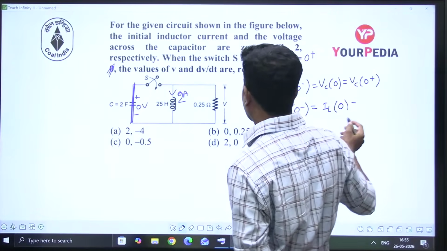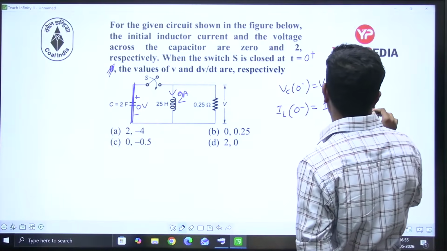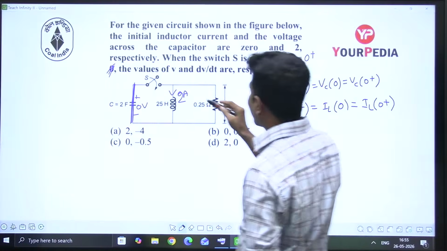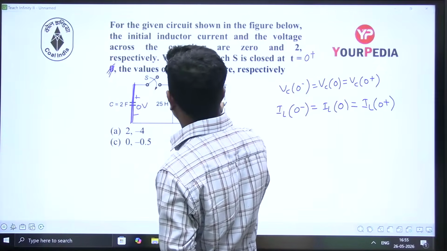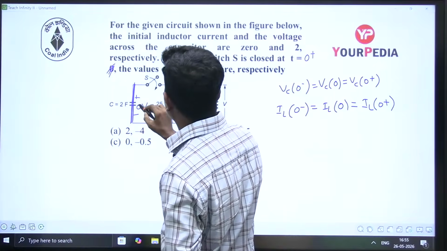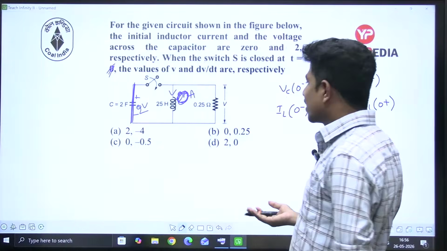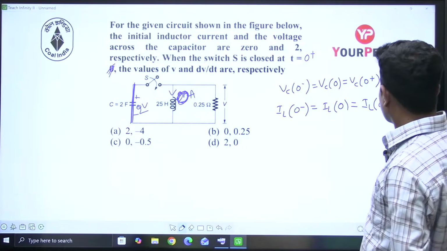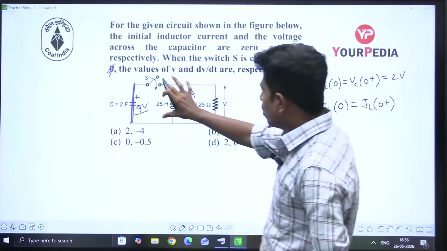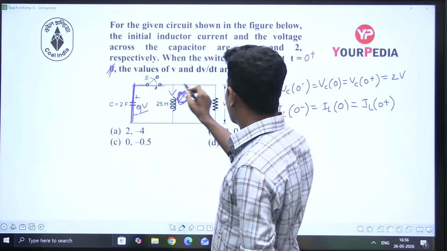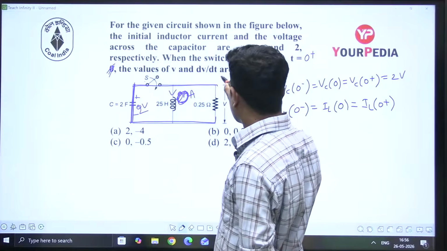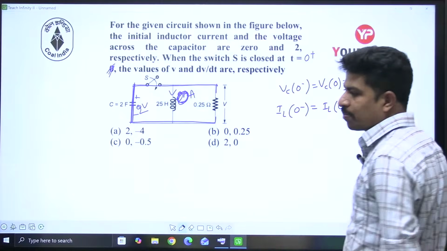This is IL of 0 plus. This current is 0 amperes. This voltage is 2 volts. As a capacitor does not allow sudden change of voltage, this is going to be the same 2 volts. The same voltage is going to appear across this resistance.